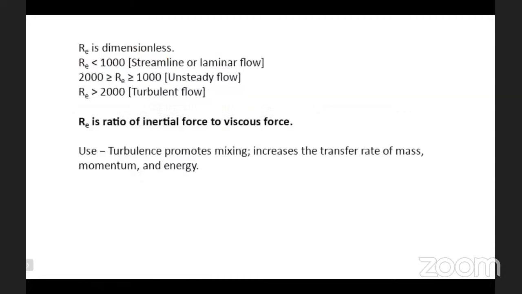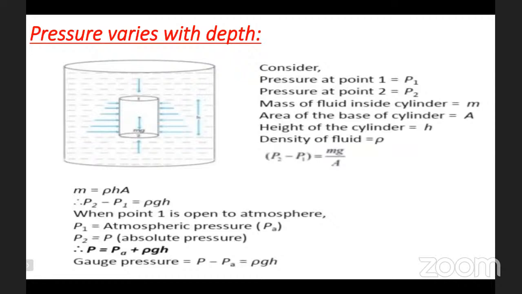RE, the Reynolds number, is dimensionless. If R is less than 1000, it is streamline or laminar flow. If the Reynolds number is between 1000 and 2000, it is unsteady flow, and if the Reynolds number is greater than 2000, it is turbulent flow. The Reynolds number is the ratio of inertial force to viscous force. Turbulence promotes mixing, increasing the transfer rate of mass, momentum, and energy. And now, pressure and depth.